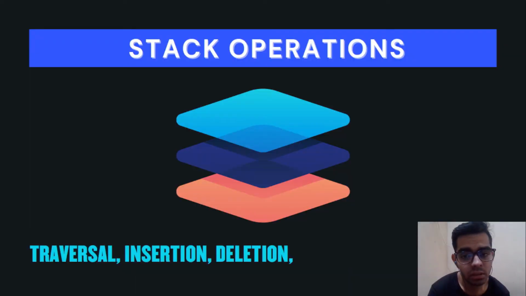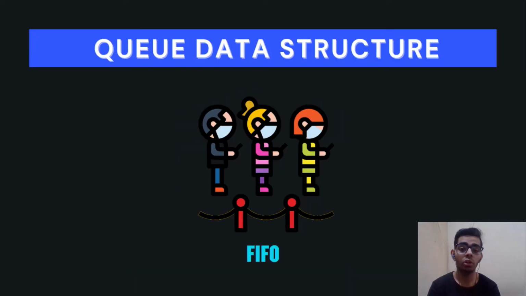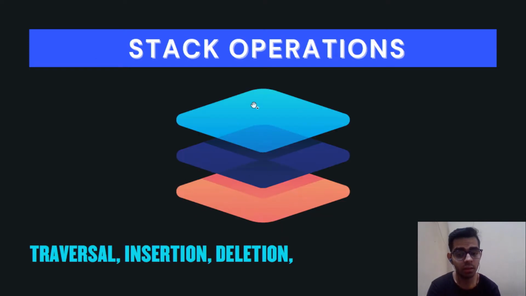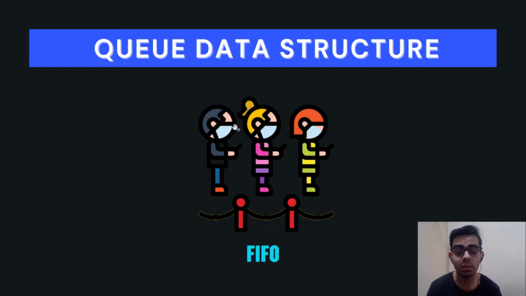After stack operations, you have to learn about the queue data structure. So what is a queue? A stack is one upon one: it is just a structure where one thing is happening and then another thing is happening, and everything is going at the top, one after another. But in a queue, it is a line where the first person is there, then the second person, and then the third person. So this is our queue data structure.